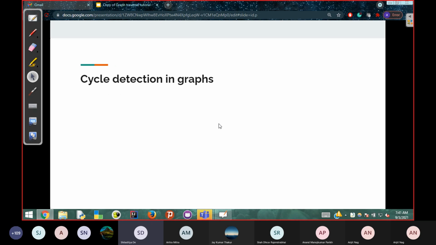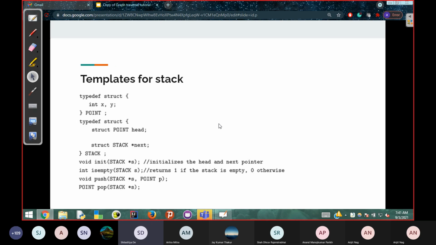Okay. So here we need to push two values, right? The x coordinate and the y coordinate together. That's why you are defining one structure called point. So you are just pushing points. You are not individually pushing x or y. You bundle x and y into a structure called point.